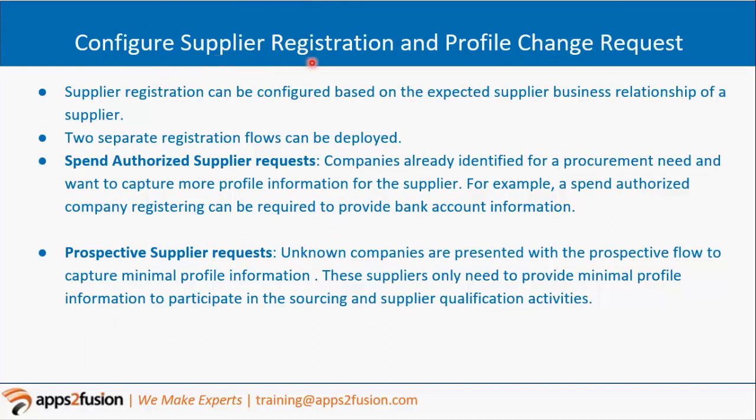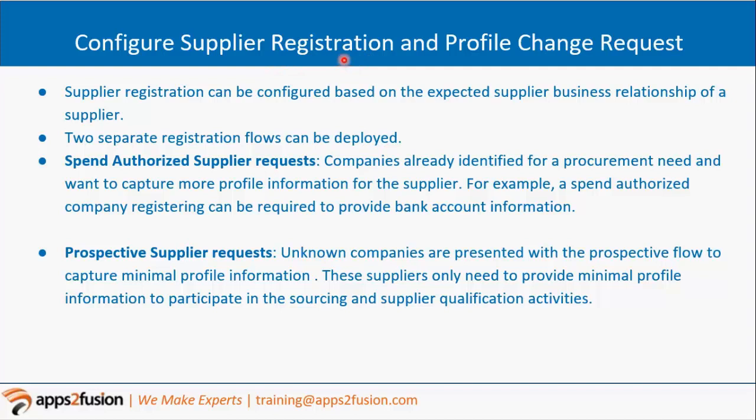And then you have configure supplier registration and profile change request. Basically you can register a supplier in the system, and it goes through an approval process. There can be a separate team managing the suppliers, a master data management team or some kind of supplier registration team that is registering the suppliers. Once it goes through the approval process, the suppliers can be created in the system.